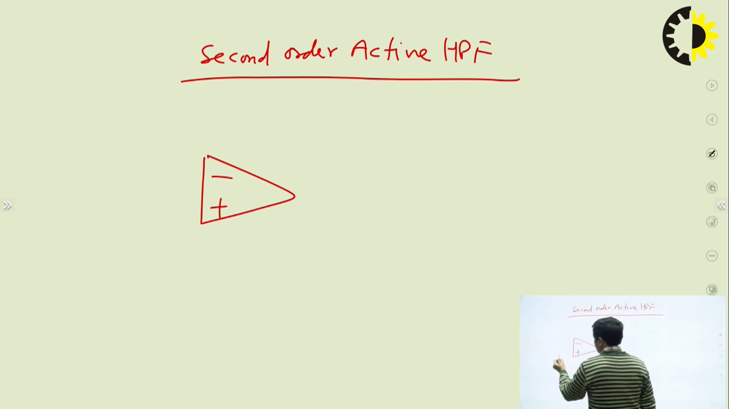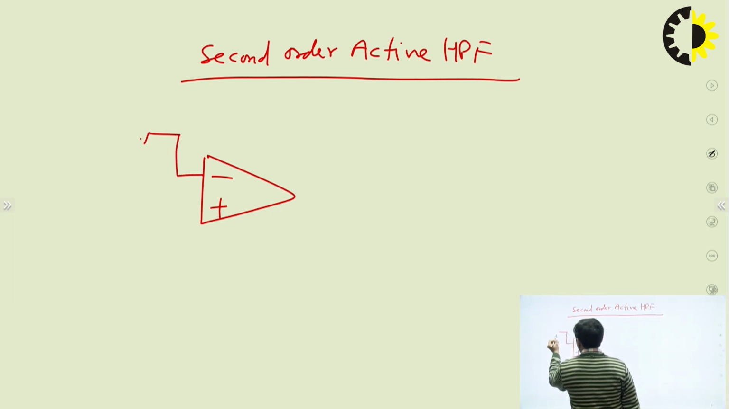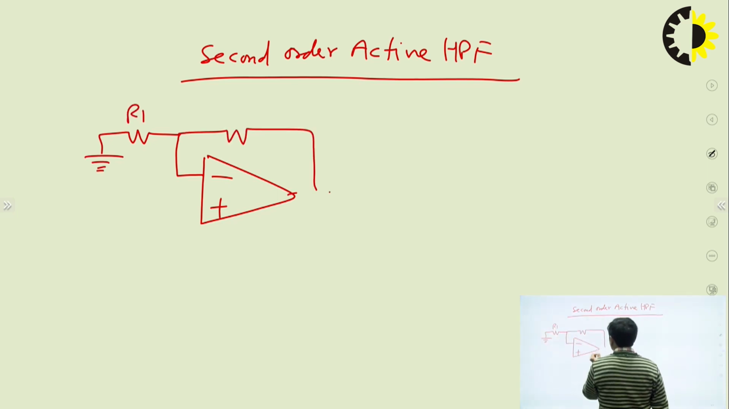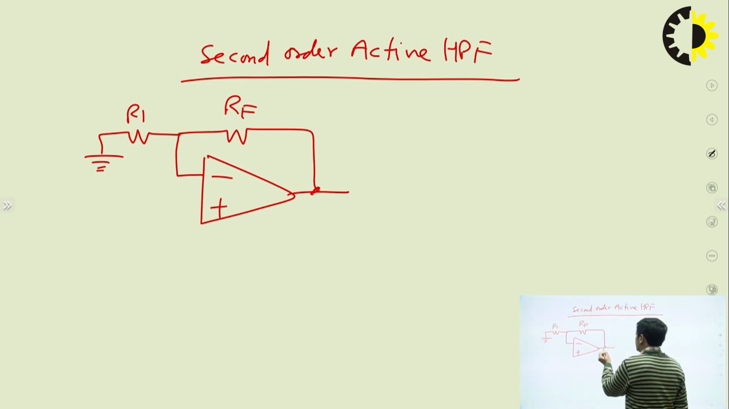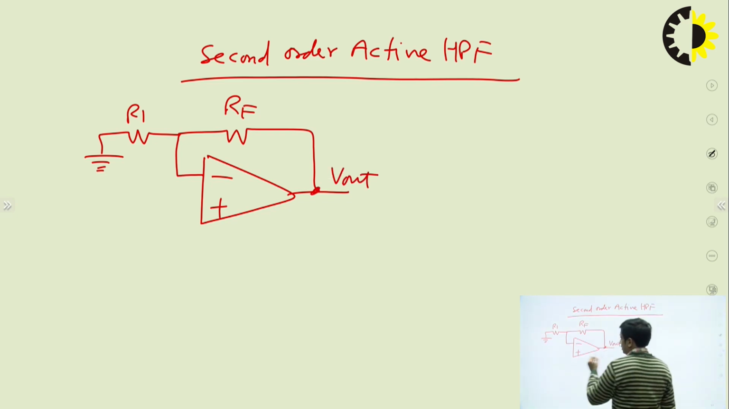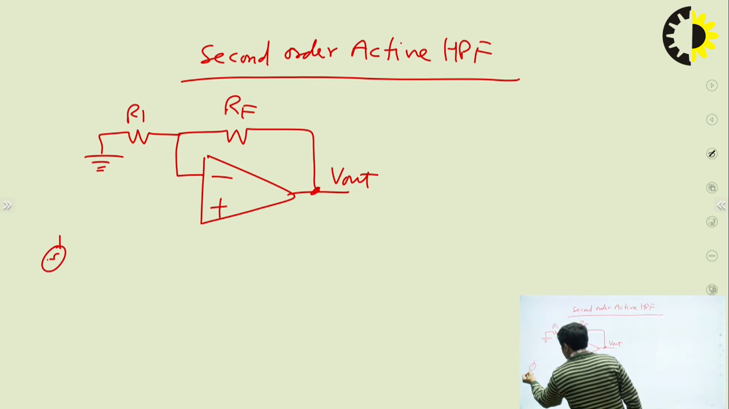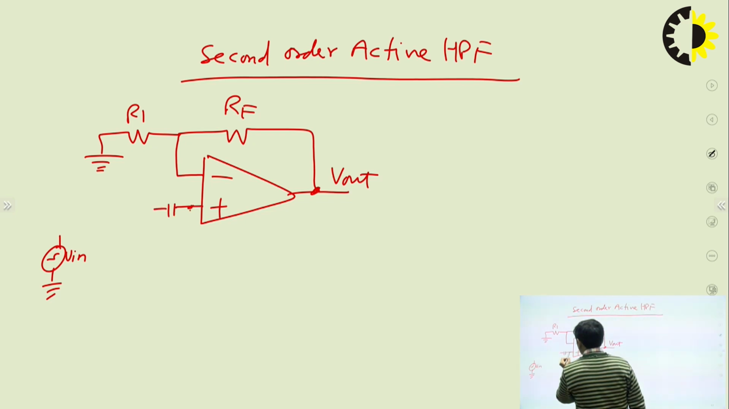See, firstly start with the inverting terminal. To get the gain, what we do? We connect 2 resistors at the inverting terminal. One is called R1 and another one is called RF. Fine. So with the help of this R1 and RF, we are getting the gain, right? And the output is, let's say, V out. Now see, the input signal is V, and one capacitor and one resistor we are connecting like this.